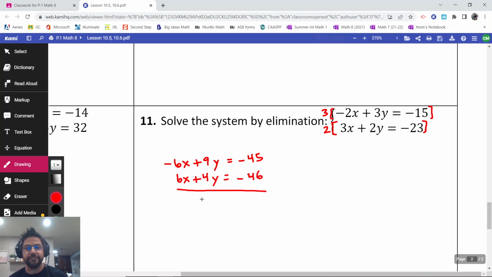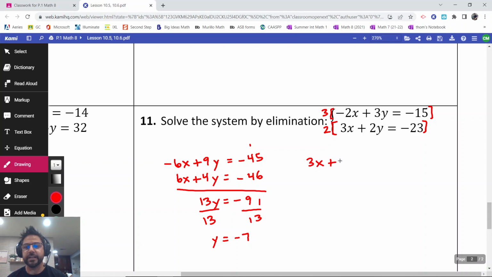All right, x's eliminate. I've got 13y is equal to, they're both negative, so I'm going to keep them negative. And I'm going to add them up. Let's see, 5 plus 6 is 11, little 1 there, 91. So if I divide both sides by 13, I'm going to find out that y is equal to negative 7. And then from here, you pick which one you want to do to find x. It doesn't really matter. I'm actually going to take the bottom one because it has a little bit more positives. That's a little bit easier for me.